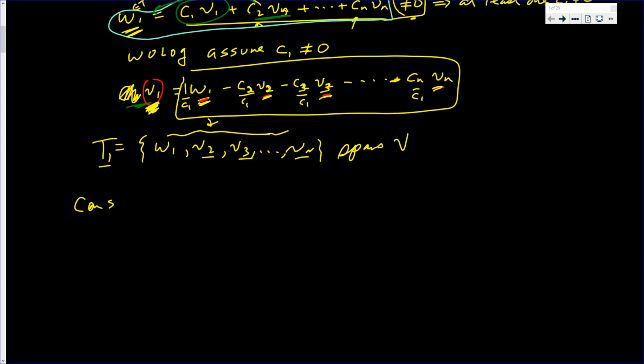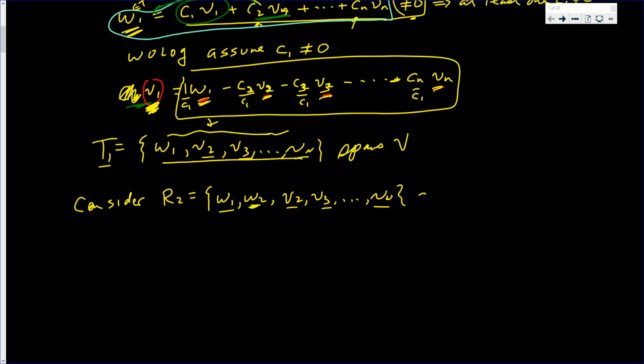Consider T2 equal to W1, W2 (that's added), V2, V3 up to Vn. So basically I have all of these, W1, V2, V3 up to Vn, and I added W2. Well, this still spans V. Why? Because if this spans V and you add another vector, it's still going to span V. Okay, that still spans V.